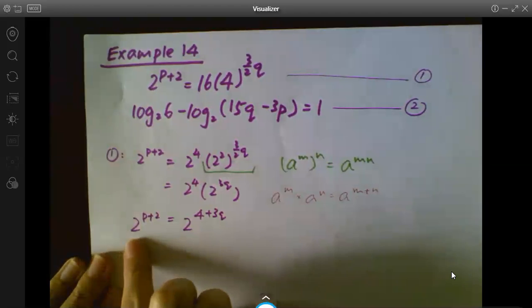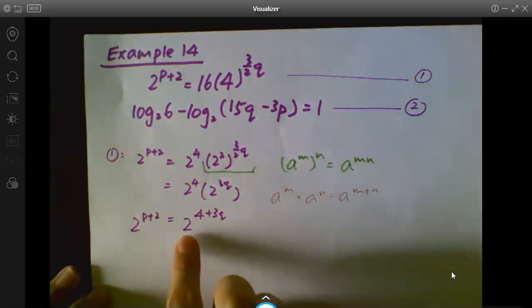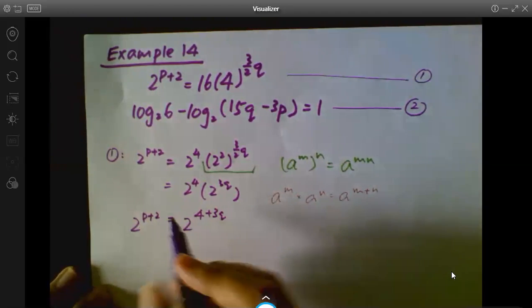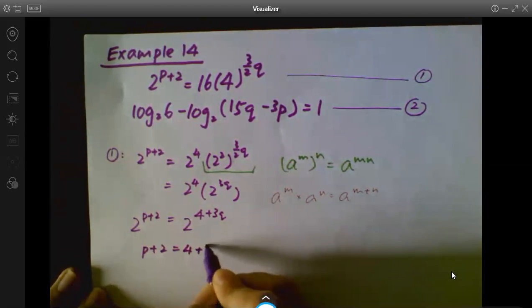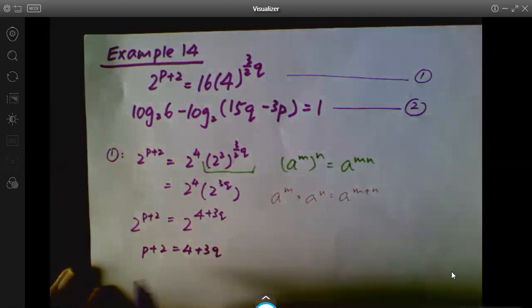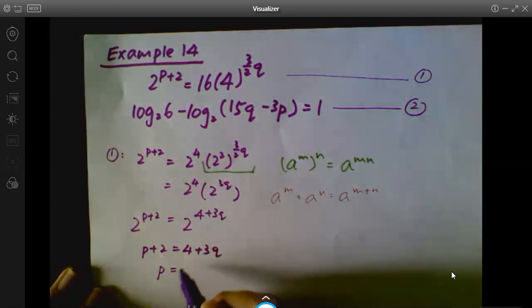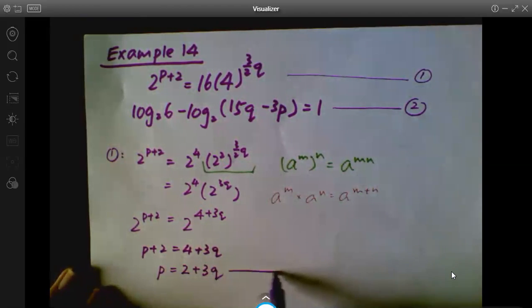Now, since both left and right hand side have the same base, I can just let the powers equate. I can also make p the subject. And I will call this 3 and leave it aside for use later.